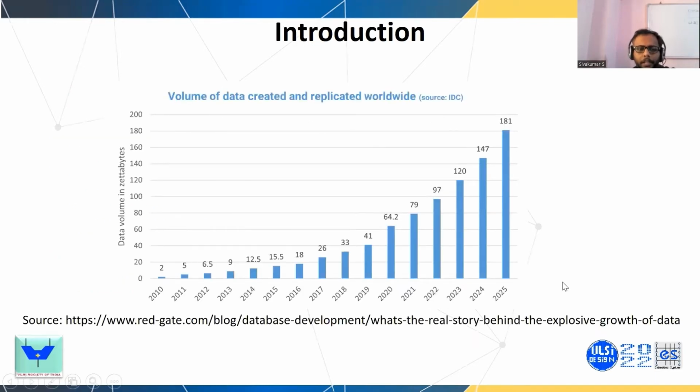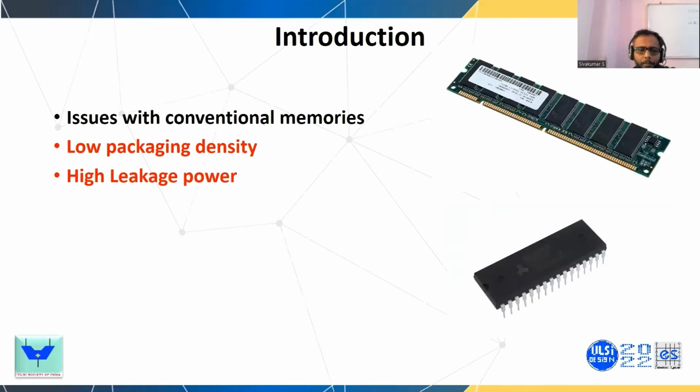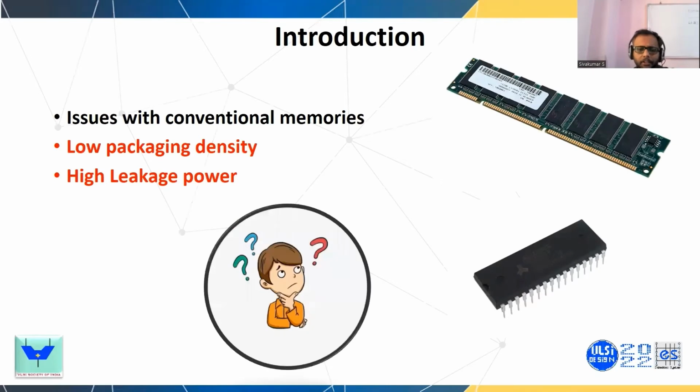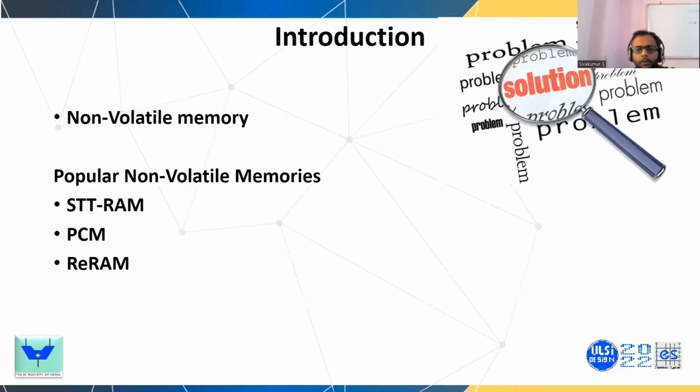The volume of data that we are handling is increasing at a tremendous rate. As a result, our applications are becoming more and more data intensive in nature, and they demand a huge amount of memory for processing. Our conventional memories such as DRAM and SRAM are inadequate to meet these requirements, basically due to their low packaging density and high leakage power. So researchers across the globe started searching for an alternative memory technology, and non-volatile memory technologies such as STT-RAM, PCM, and ReRAM came up as promising candidates.